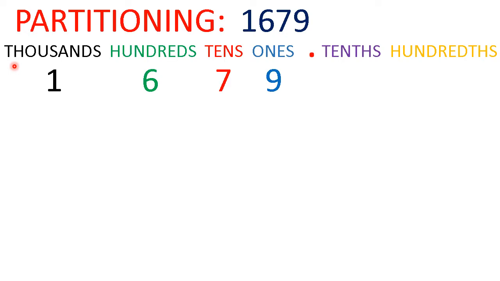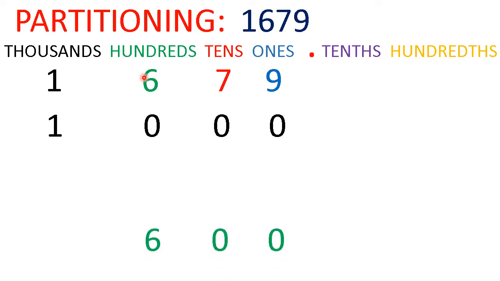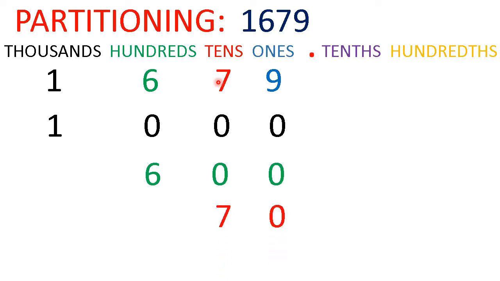The value of this 1 is 1000. The value of the 6 is 600. The value of the 7 is 70. The value of the 9 is 9. 1000 plus 600 plus 70 plus 9 equals 1679.